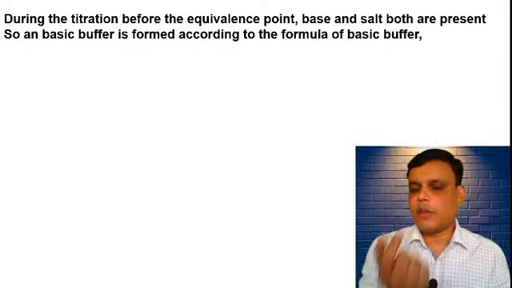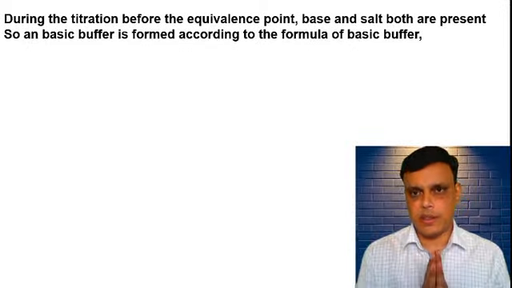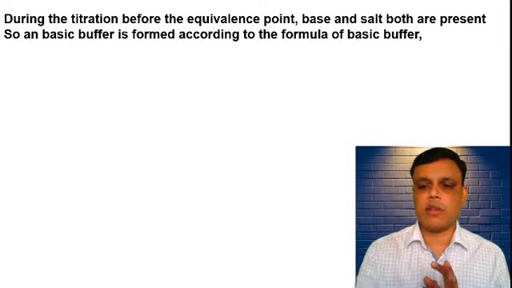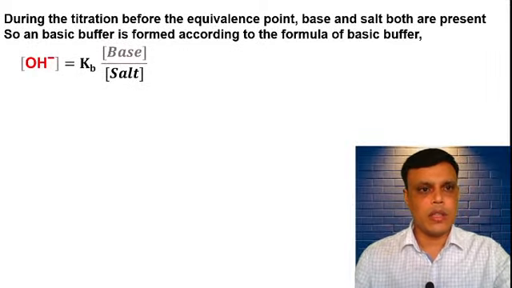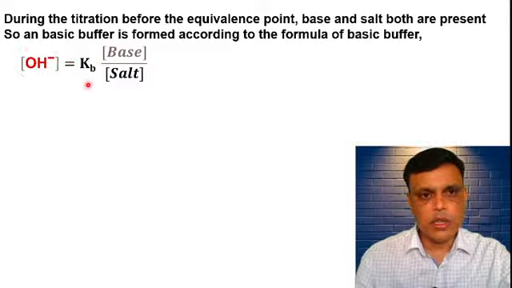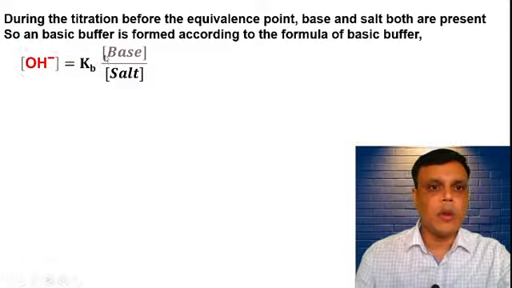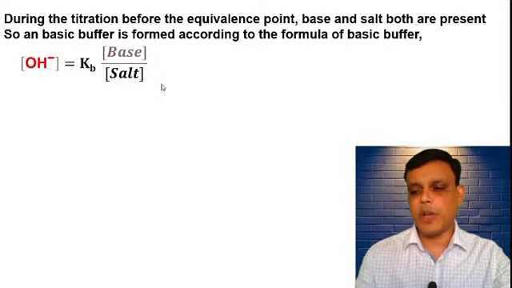And according to the formula of a basic buffer, we can calculate the concentration of OH minus ions. How will you calculate? By using that formula. See the formula. The concentration of OH minus ion is equal to Kb, that is the dissociation constant of the base, into concentration of base divided by concentration of salt. So this is the formula.